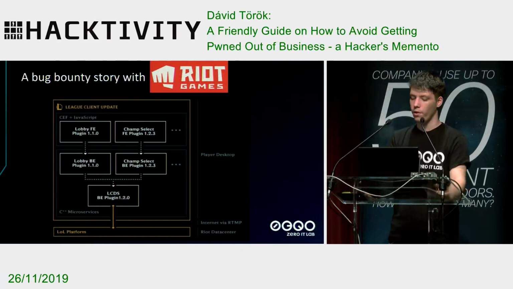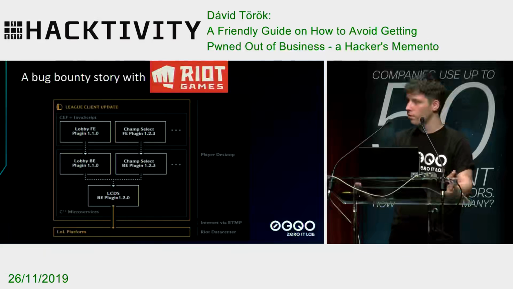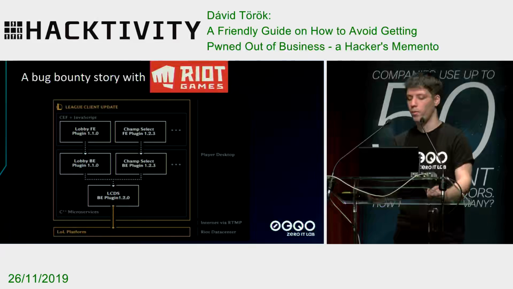This is how they visualize this plugin system in their ecosystem. They're saying there's a Riot data center which runs their platform code. They connect to that using a protocol called RTMP. The RTMP client is actually the C++ microservice part and the backend process. And the backend plugins are what are essentially offering this functionality to the front end via the RESTful API.